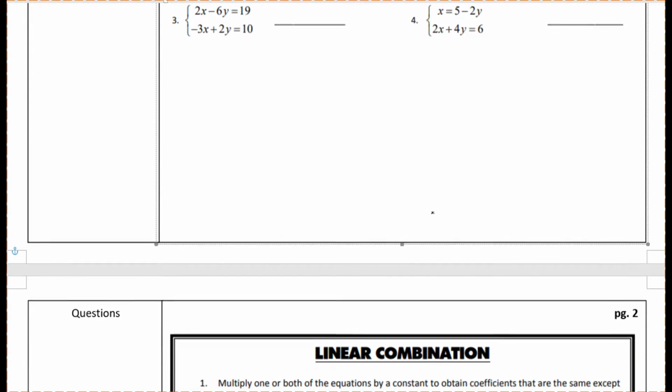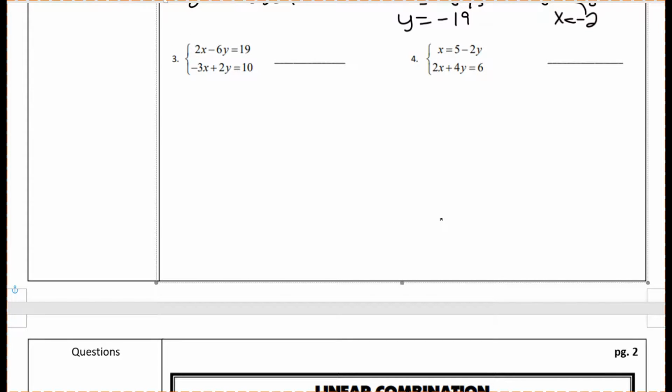Let's look at number 3. So in number 3, again, like we said, none of the equations are solved for x or y. So we're going to have to pick one to solve for x or y, and then solve it. So in this case, I'm just going to go ahead and solve this top equation. And I'm going to solve for x this time. So I'm going to switch it up and solve the top equation for x.